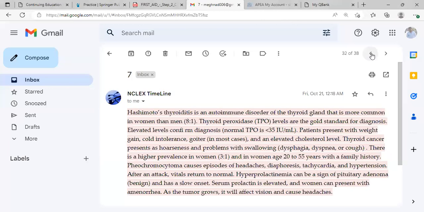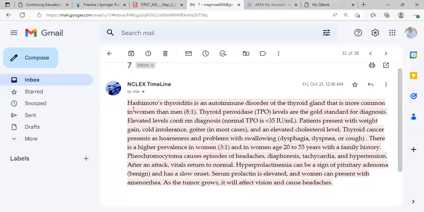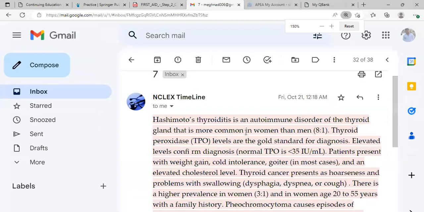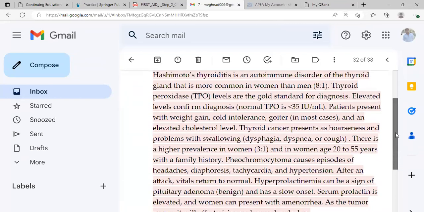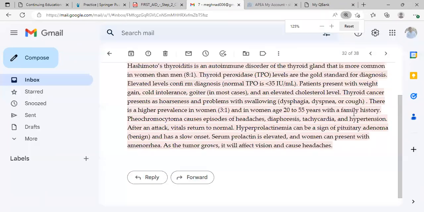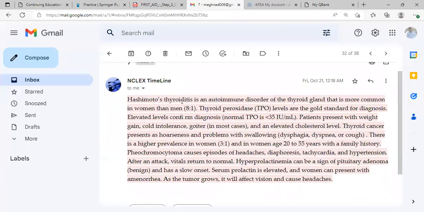What next? Next here, a medical condition, it is called Hashimoto disease, right? Hashimoto thyroiditis is an autoimmune disorder of the thyroid gland that is more common in women than men. Thyroid peroxidase level is the gold standard for diagnosis. Elevated level confirms the diagnosis as well.